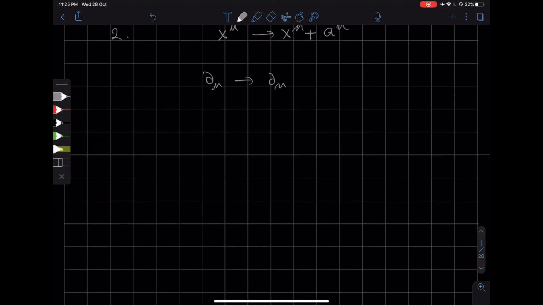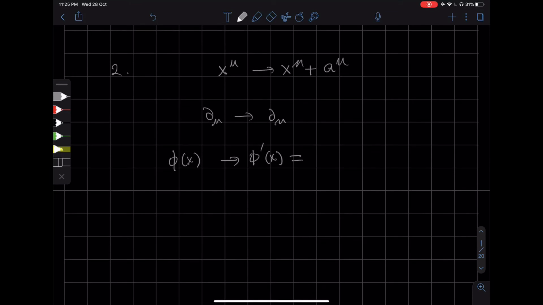So we see that the Lagrangian, how do the fields change? Well, the field changes to, say, phi prime of x. This is the transformed field. But if there's a minus sign here, there should be a plus sign over here.